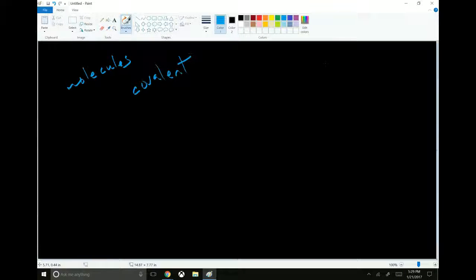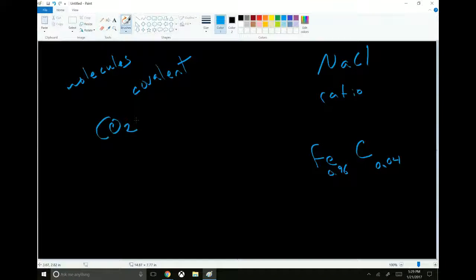Okay? So for an ionic compound, you see something like NaCl, that's just a ratio. Okay, there's one sodium, one chlorine. When you have, say, steel, which is a mixture of iron and carbon, it's like 96% iron, 4% carbon. It's still just a ratio. But carbon dioxide, you actually are talking about a single molecule, a thing. Where you have a carbon atom bound to two oxygen atoms.